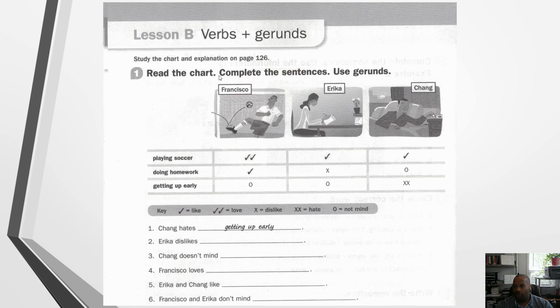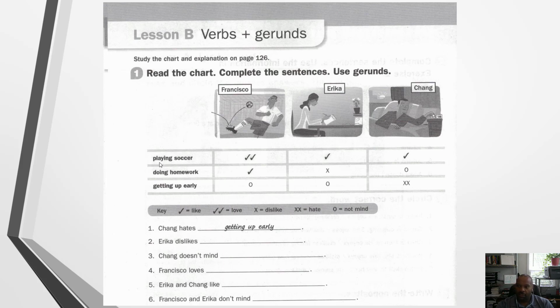Read the chart. Complete the sentences. Use gerunds. All right? So here's the chart, and we have 3 people. We have Francisco, we have Erica, and we have Chang. Francisco is playing soccer. Erica is writing something down. Looks like homework. And then Chang is getting up early or going to bed early.